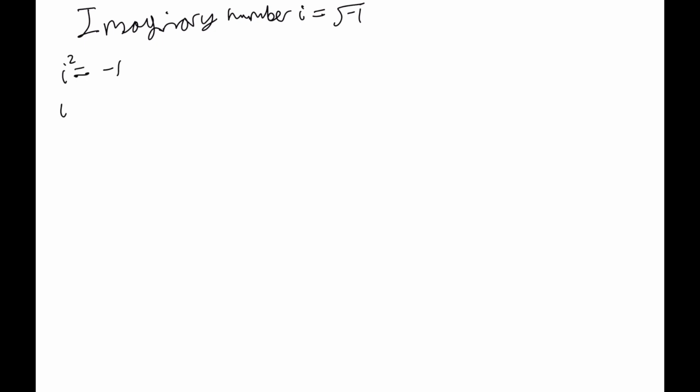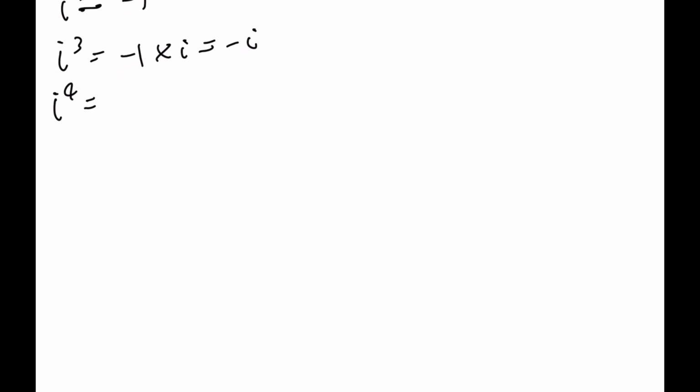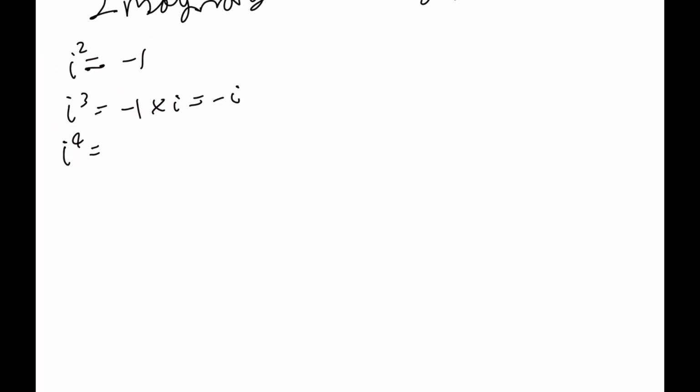So if the imaginary number i is equal to the square root of -1, i squared will be equal to -1. i cubed will be equal to -1 times i, which is equal to -i. i to the power 4 will be equal to -i times i, which is equal to -i squared, which is equal to -(-1), which is equal to 1, and i to the power of 5 will be equal to 1 times i, which is equal to i.